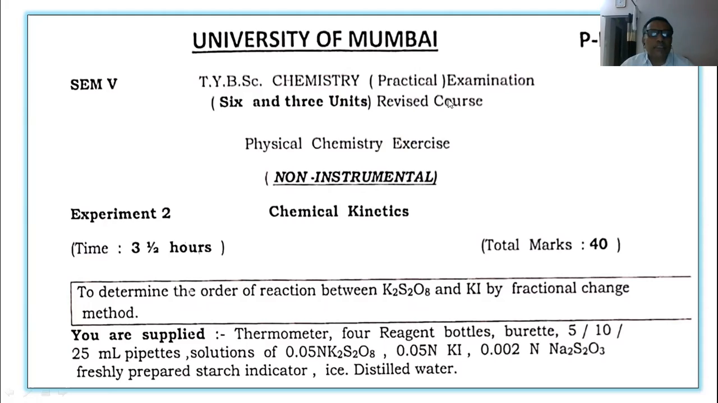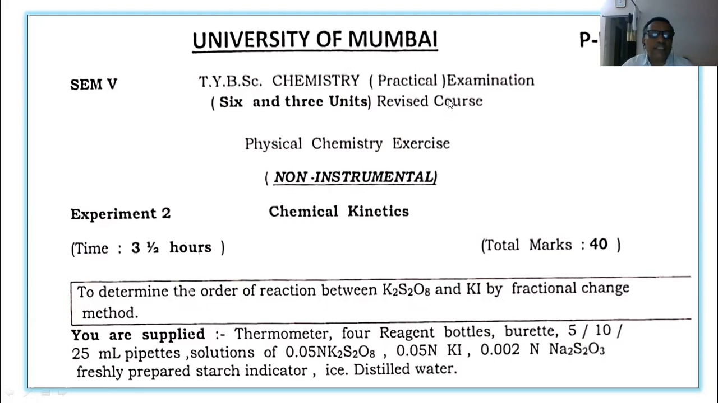In chemical kinetics, generally we determine the rate constant of the reaction. But in this experiment, we are going to determine the order of reaction. So let us see the aim of the experiment: to determine the order of reaction between potassium persulfate and potassium iodide by the fractional change method. So in this experiment, we have to determine the order of reaction.